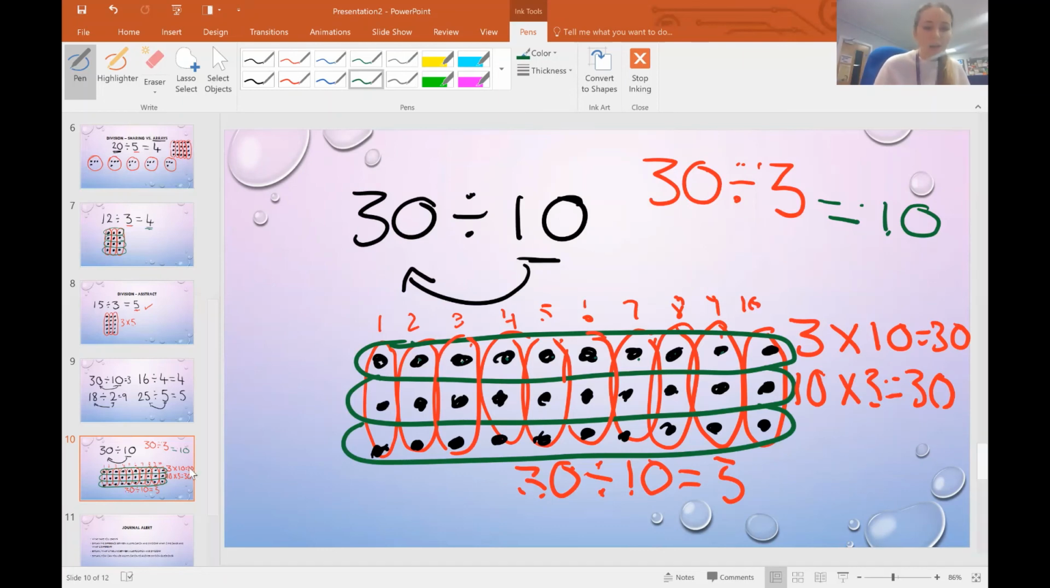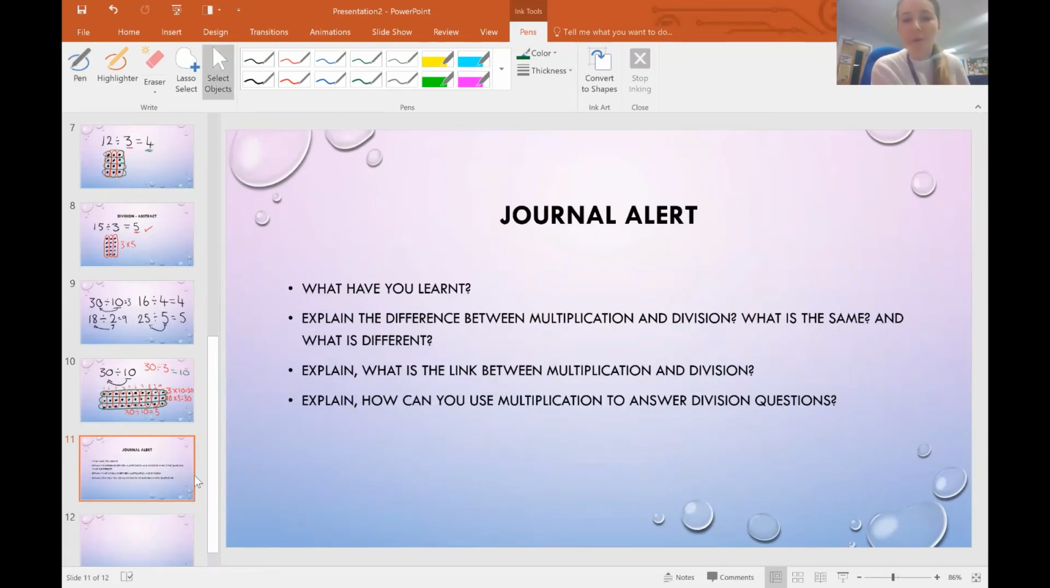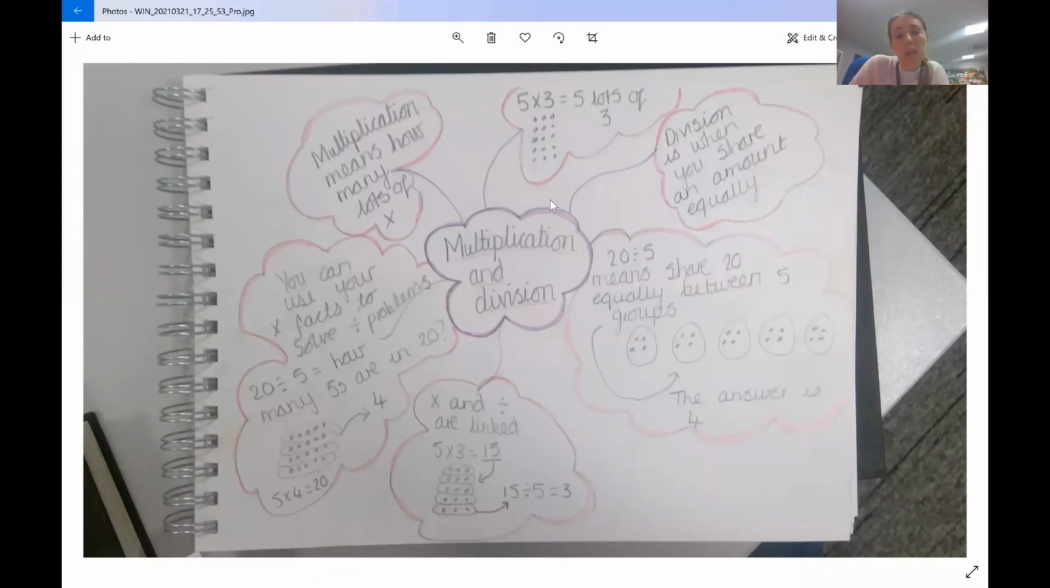Okay, your task now is a journal alert. I want you to have a think about what you have learnt today. So here is a photograph of what I wrote down. Now, you might want to do this slightly differently. You don't have to do it in a bubble map. You could write it out differently and give examples of what you mean. That's totally up to you, how you want to present it in your maths books. You could do it on plain paper and do it really neatly like this to then stick in, or you can do it straight into your maths books. But think about how you can present it carefully and neatly.